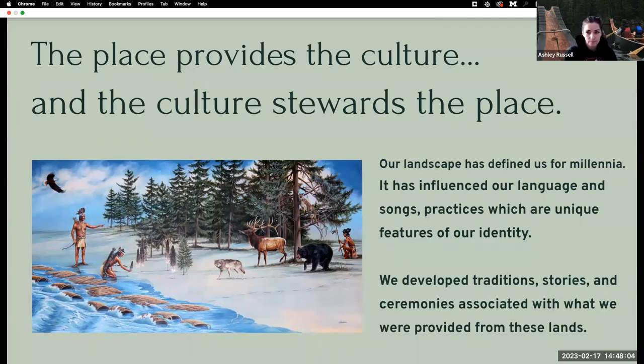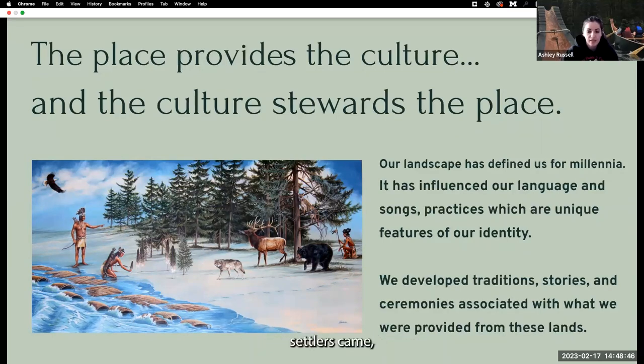And I love this saying. This is a saying by our cultural stewardship manager, Jesse Beers, who always likes to say, the place provides the culture and the culture stewards the place. And that's talking about the connection, because people being on a land for thousands of years, that's where their culture comes from, their traditional stories. They have this inherent relationship with the land, and they have stewarded that land since time immemorial.